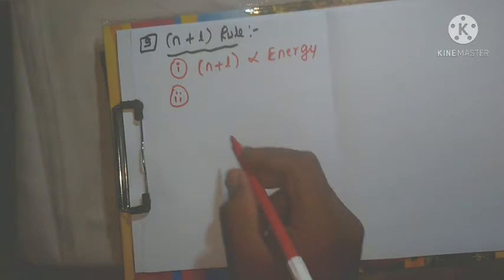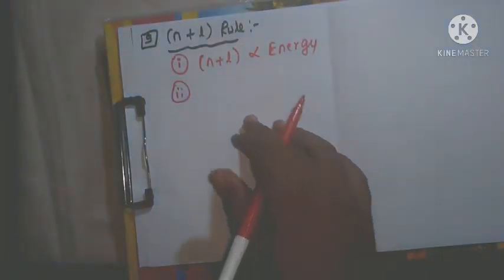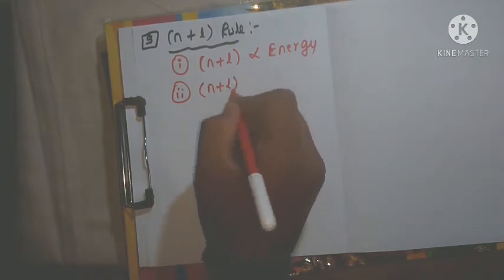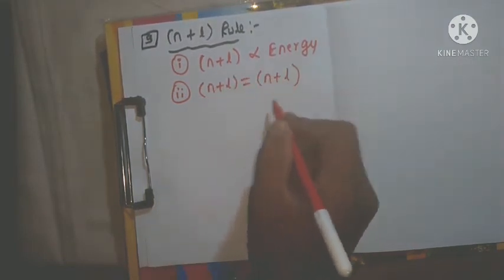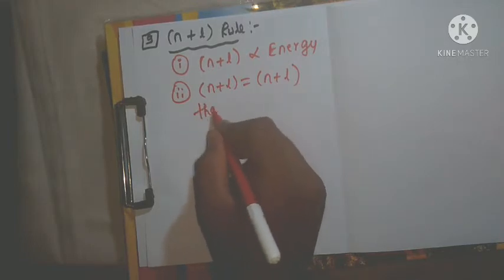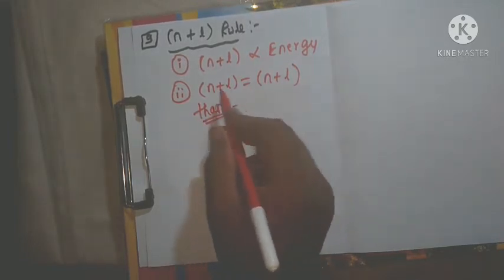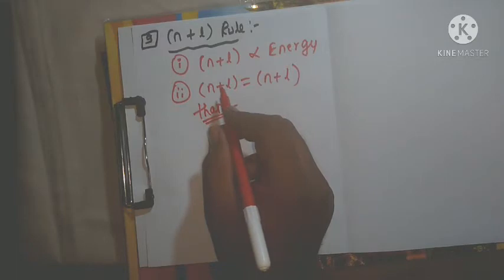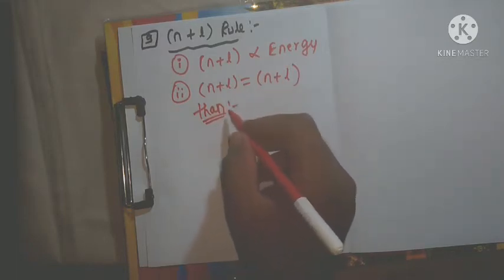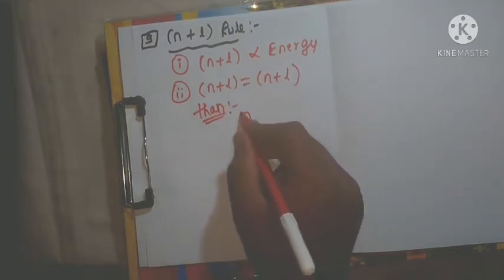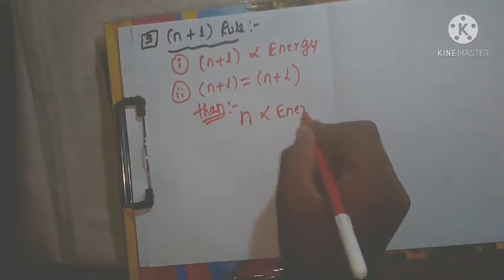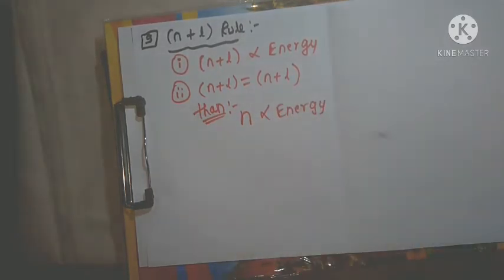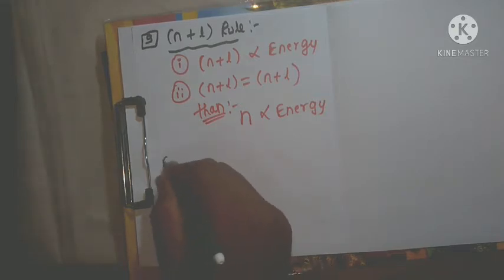Second, some students will have the doubt: if the n plus l values are same, then what is the situation? If two or more subshells are having the same n plus l value, then only, right, the higher the n value, more will be the energy. Higher the n value, more will be the energy. We will discuss one example.